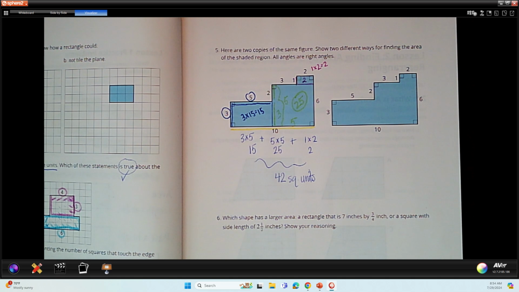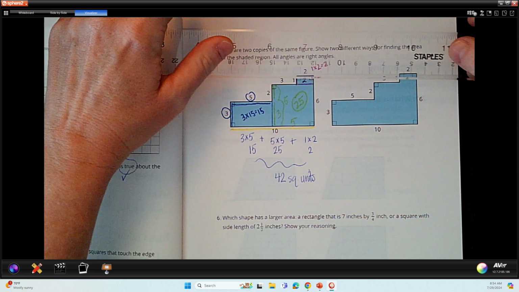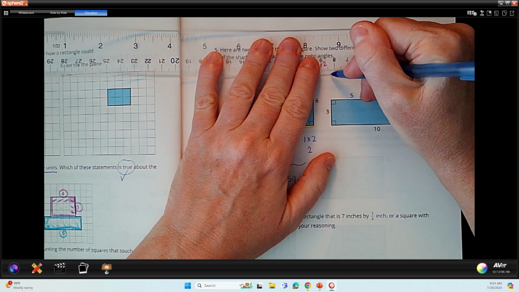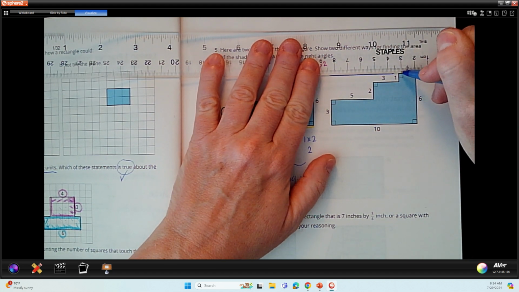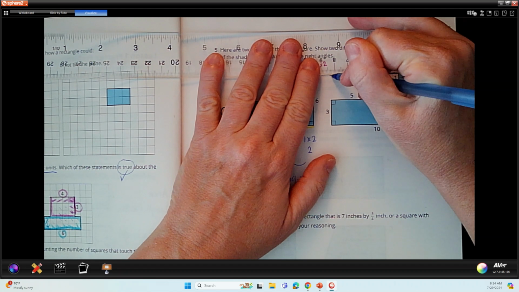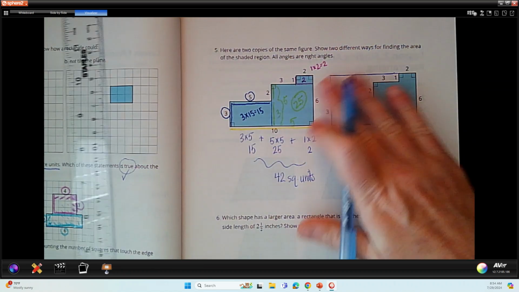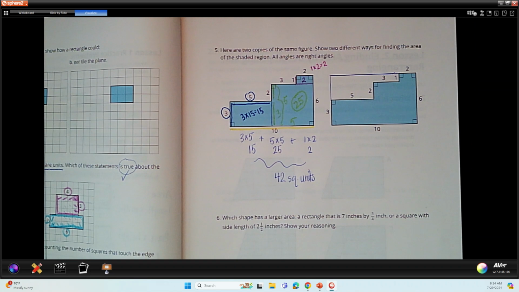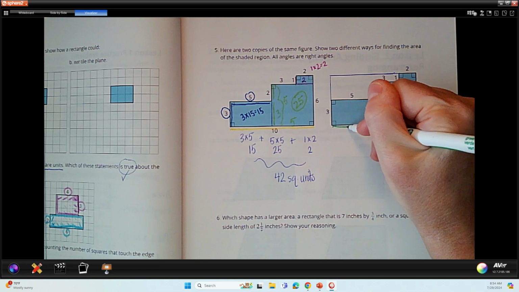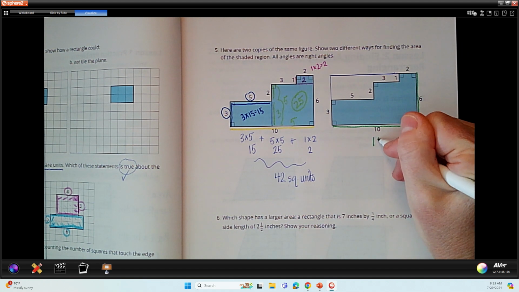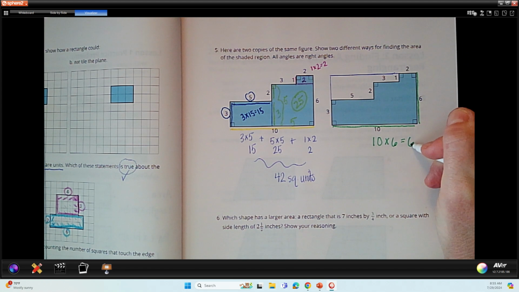Okay, now we're going to do something slightly different for the other shape. Now what I'm going to do is use my ruler just as a straight edge, and fill in the shape. I'm going to fill it in and make it one big giant rectangle. Okay, see that? Now I have this giant rectangle, and I have a clear base and height. I've got the base, which is 10, and the height, which is 6. So I can say 10 times 6, which is 60.